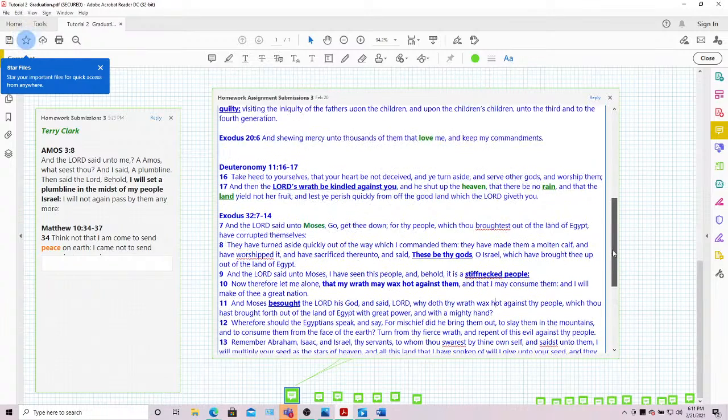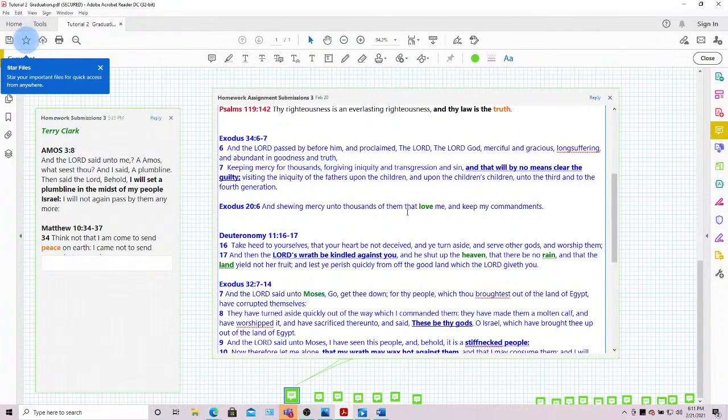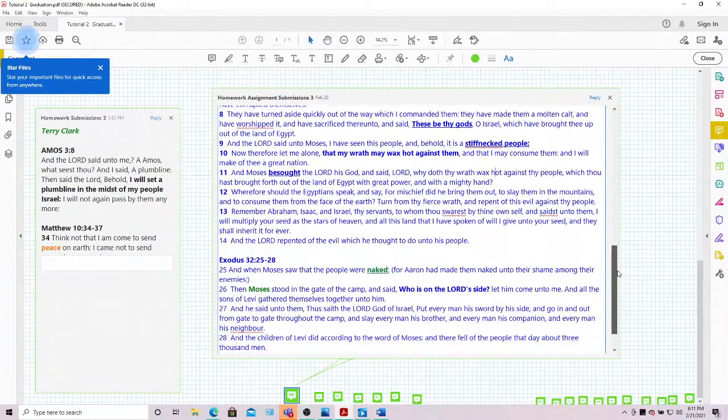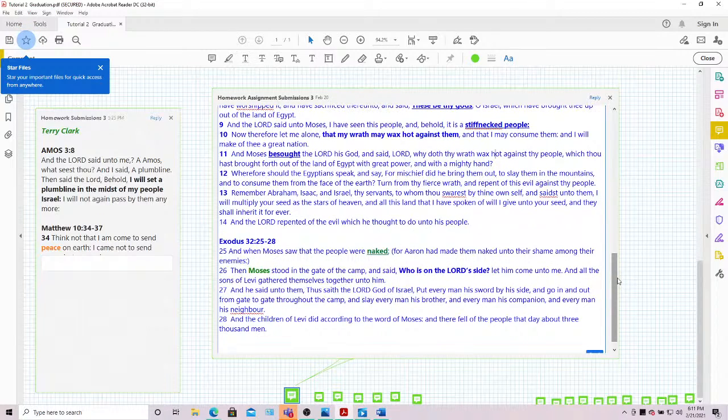But you have to not forget what Exodus 34:7 says: "Keeping mercy for thousands, forgiving iniquity and transgression and sin, and that will by no means clear the guilty." So keep that in mind. So we did the action, but there was still a punishment that happened. So we've got Exodus chapter 32, verses 25 to 28.